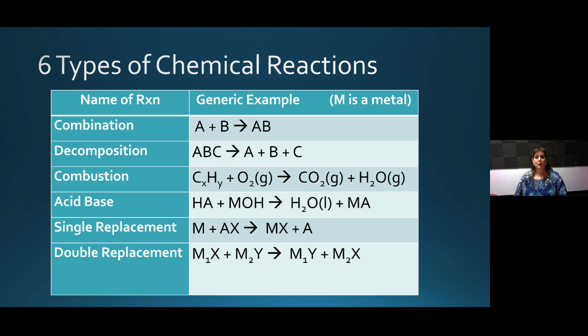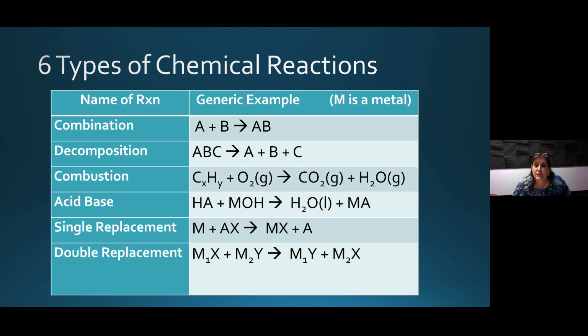The last one, double replacement. We have metal 1 with nonmetal X. We have metal 2 with nonmetal Y. We're going to have a double switch. M1 and M2 are going to switch and replace each other. So M1 is going to go with Y and M2 is going to go with X.